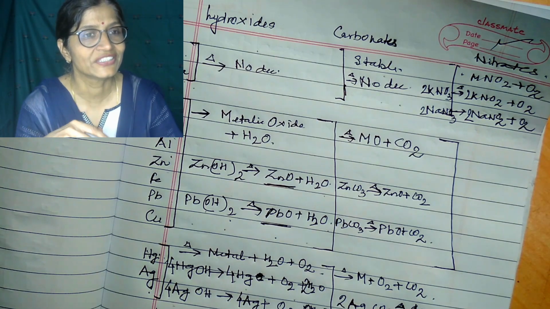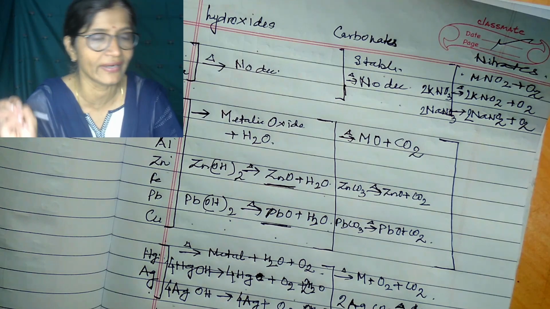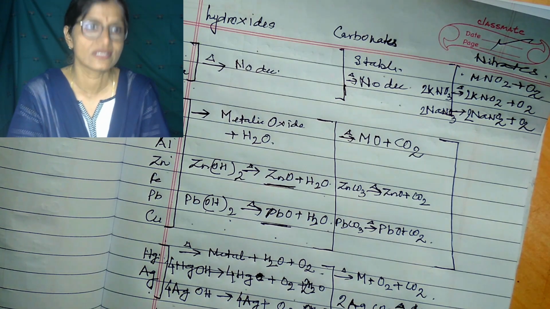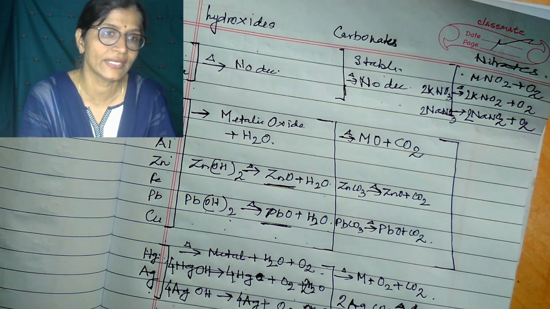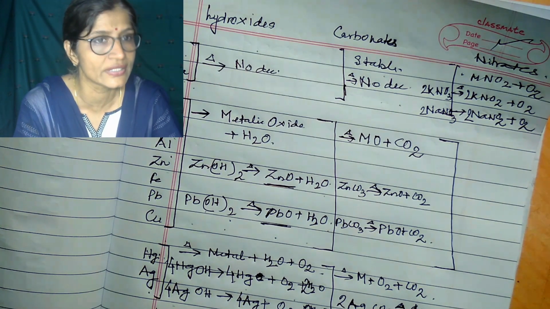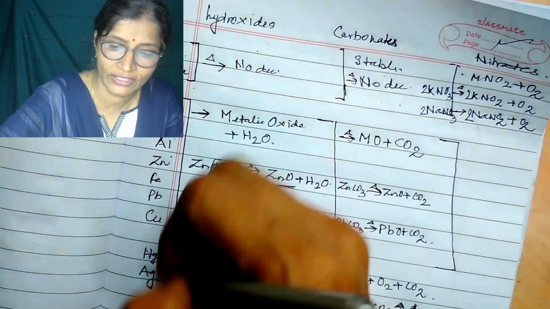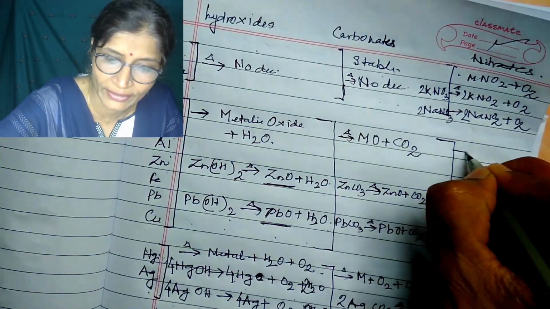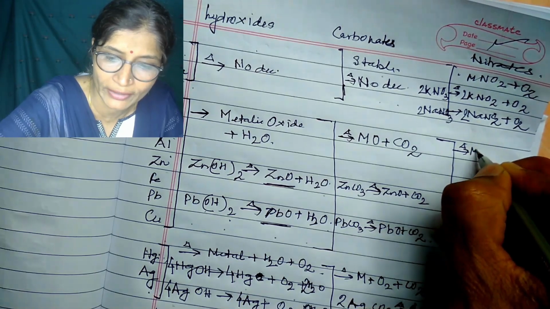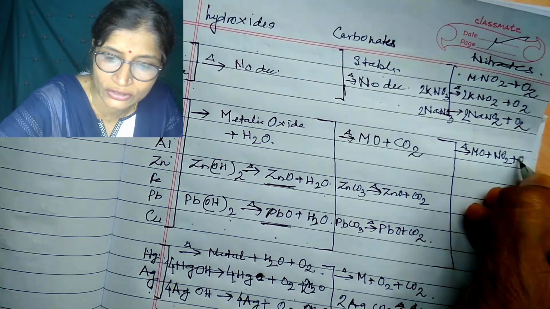Nitrogen dioxide is a colored gas, so with its color we can identify that it is a reddish brown gas. But oxygen is a colorless gas, and I think you know that oxygen will rekindle a glowing splinter. So when these nitrates are heated, they form metallic oxide plus nitrogen dioxide plus oxygen.